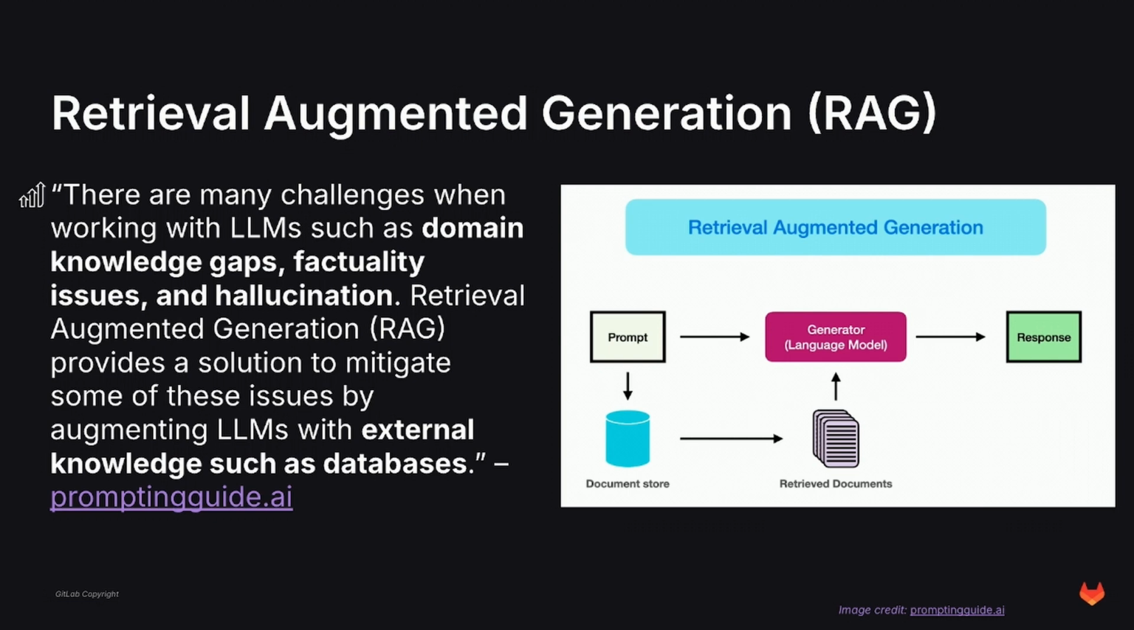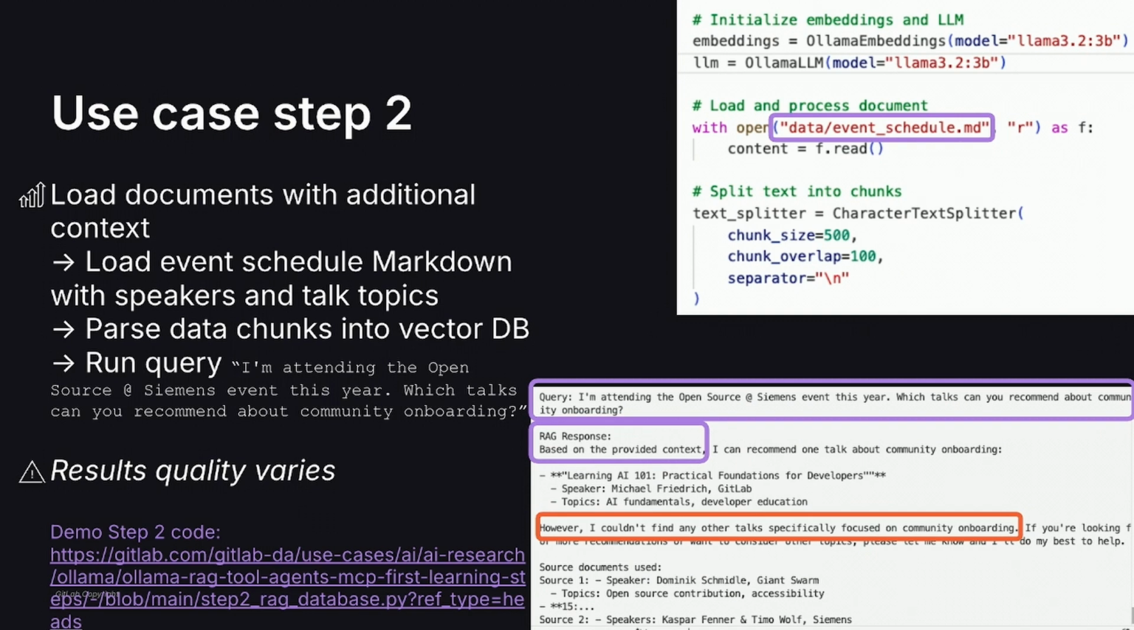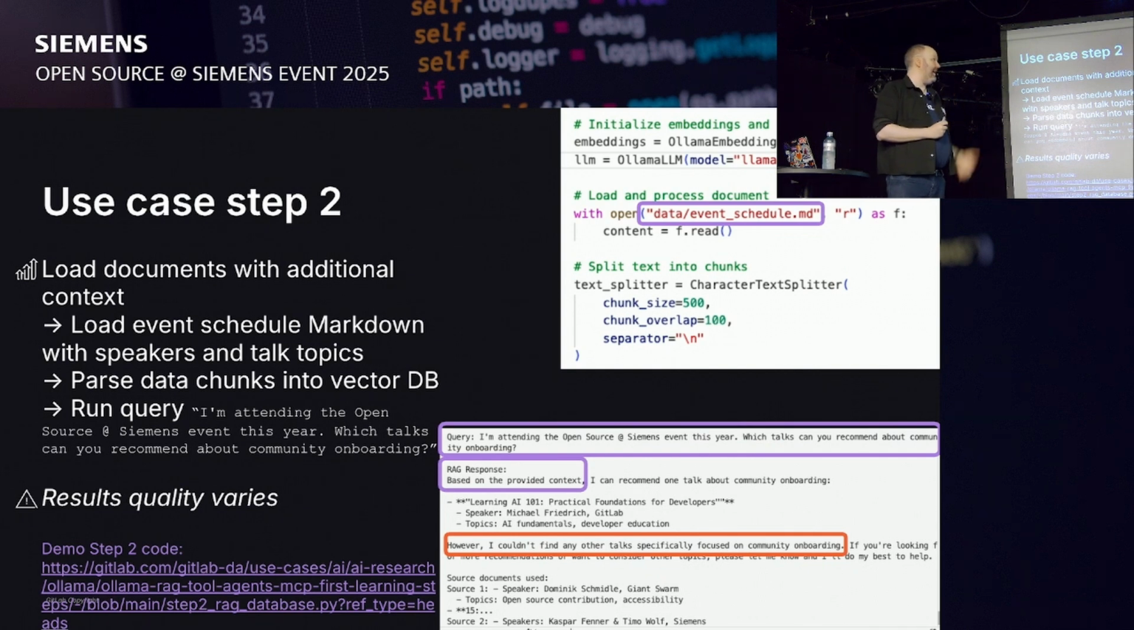And that works really great in that we can pass anything, even the event schedule, which I scraped from the website, opensource.siemens.com, into a markdown file. I used Claude to generate that for me because I'm lazy. Then I have that data available, split it into chunks, and use a vector database to load it into the LLM memory, or into the LLM AI context. And the response I got from the same query again was: based on the provided context, the LLM can provide a recommendation for a talk about community onboarding.